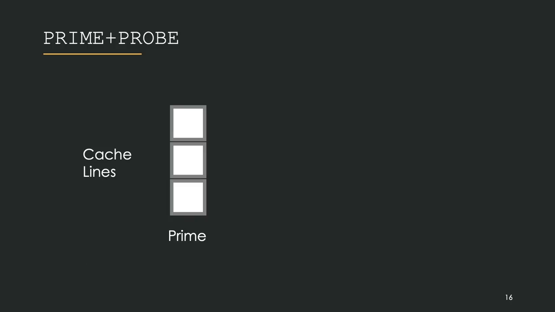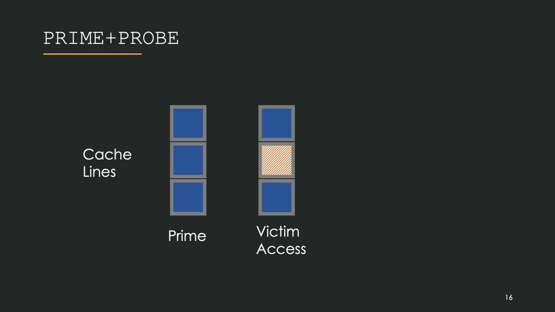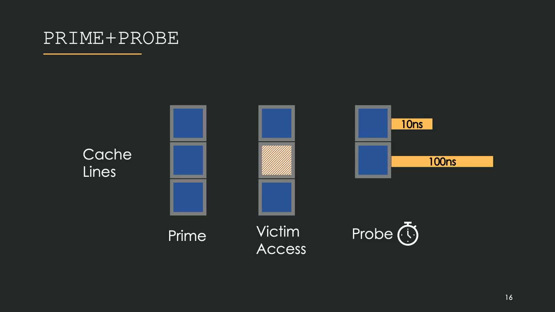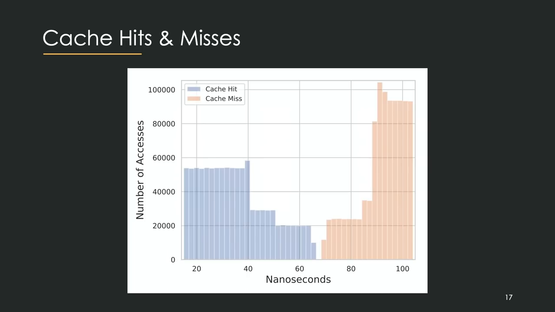The first step of Prime and Probe is that the attacker brings the cache to a known state, basically priming the cache. So it fills it with its own data. And then the attacker waits until the victim accesses it. The last step is then probing, which is basically doing the priming again, but this time timing the access times. Fast accesses, cache hits, mean that the cache was not touched in between. And cache misses mean that we now know the victim actually accessed one of the cache lines in the time between prime and probe.